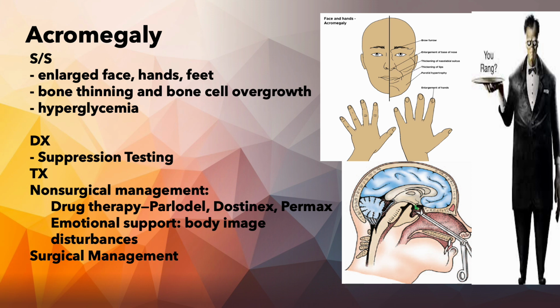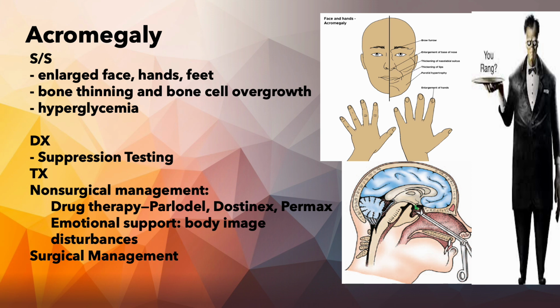Diagnosing patients with acromegaly can be done through suppression testing. Remember we talked about suppression testing, how sometimes we'll test to see if an agent will increase or decrease a certain hormone, and if we don't see the results we want, then usually it means that there's some type of issue with that hormone gland.